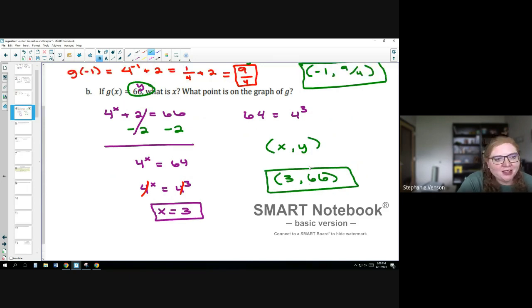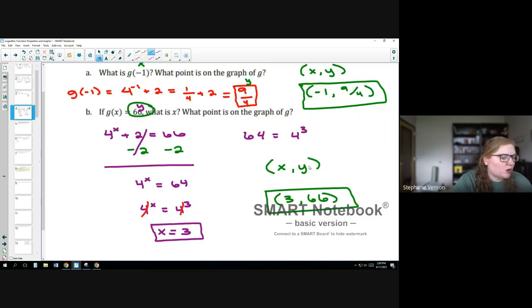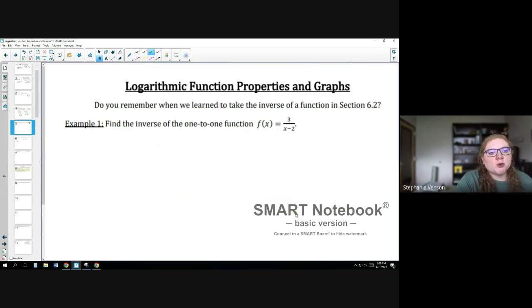Okay, so for my 11 o'clock class, that finishes up your exponential function properties and graphs notes. And now we're going to jump right into the logarithmic function properties and graphs notes. So it says, do you remember when we learned to take the inverse of a function in section 6.2? Now, I didn't label it section 6.2, but I did label it something like composite and inverse functions. But a few lessons ago, still in Unit 3, we learned how to take the inverse of a function. So that's what we're going to do here.